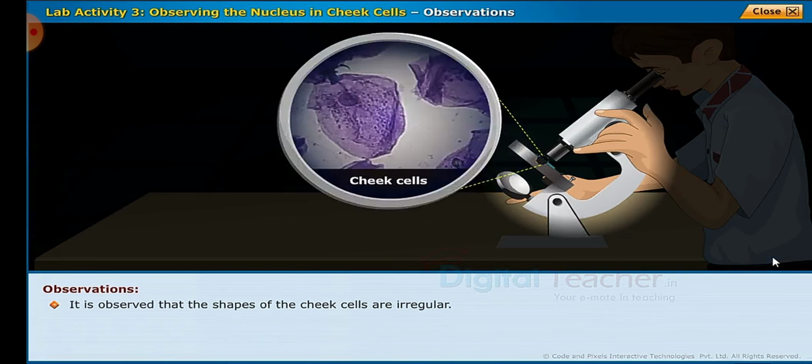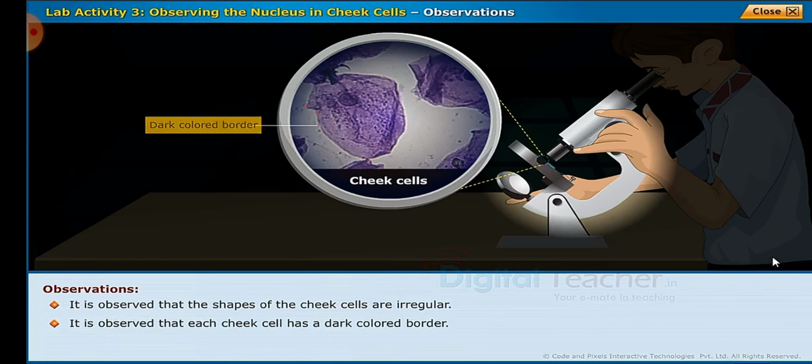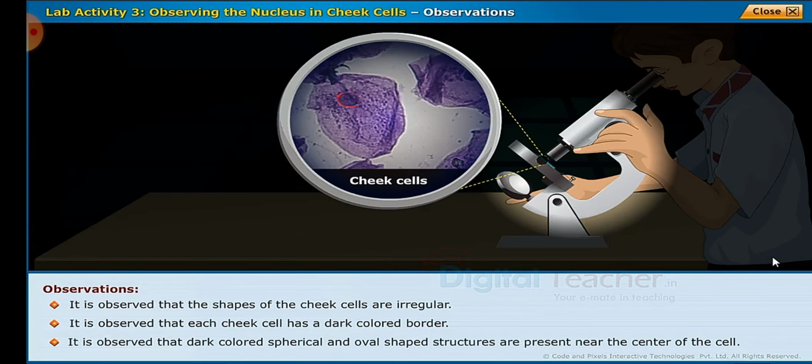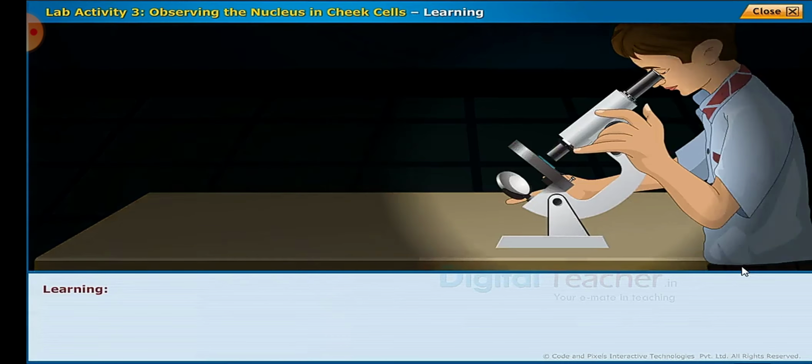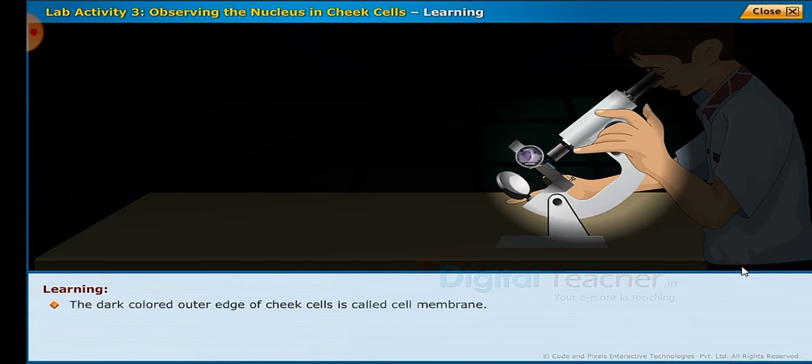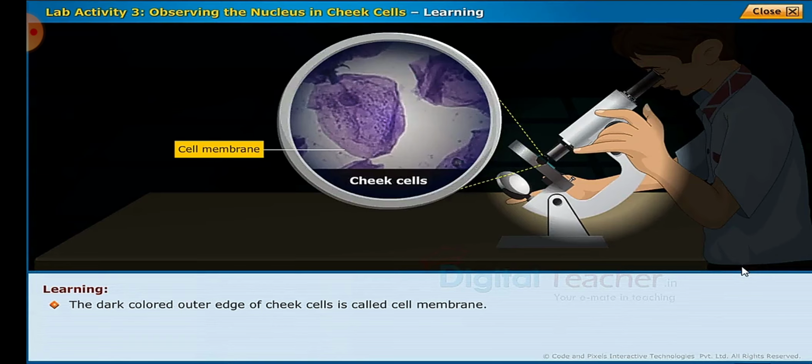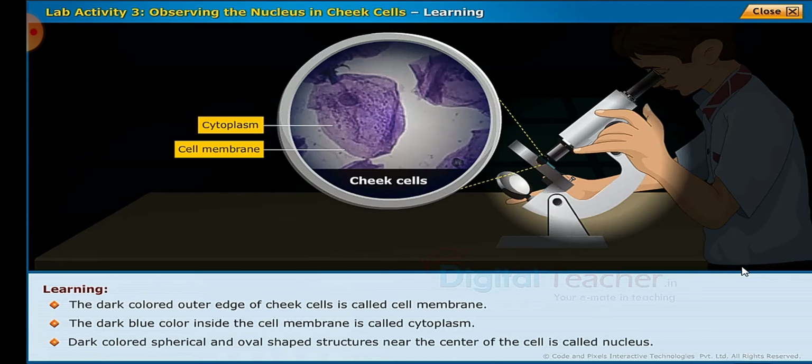It is observed that the shapes of the cheek cells are irregular. It is observed that each cheek cell has a dark-colored border. It is observed that dark-colored spherical and oval-shaped structures are present near the center of the cell. The dark-colored outer edge of cheek cells is called the cell membrane. The dark blue color inside the cell membrane is called cytoplasm. Dark-colored spherical and oval-shaped structures near the center of the cell are called the nucleus.